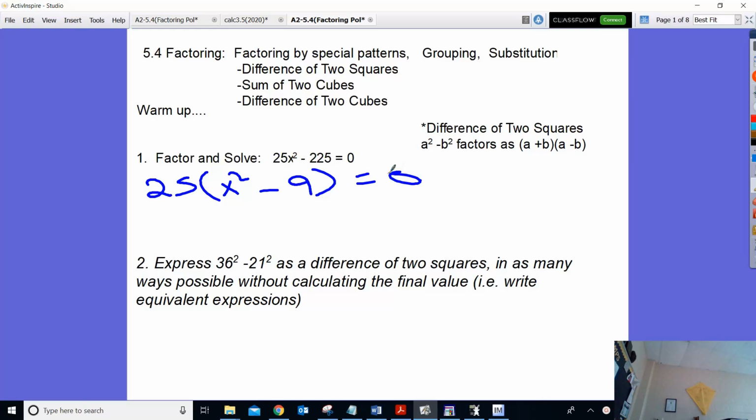Now that is a special pattern here. That's the difference of 2 squares. The factor's pretty easy. 25 sticks around. It takes an x and x to create the x squared, right? It takes a -3 and a +3 to make the 9. So it doesn't matter what order you put the negative and positive in.